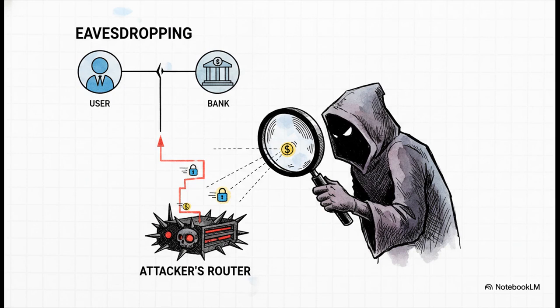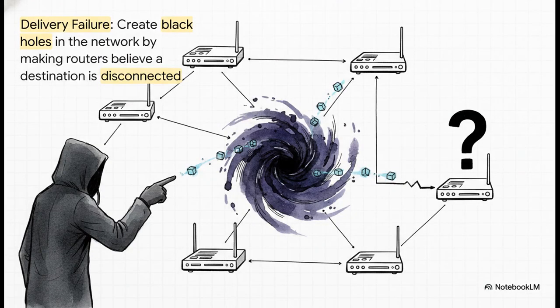Second, and this is the really scary one, eavesdropping. They can reroute traffic that's supposed to be going to your bank, for instance, and make it take a little detour right through a router that they control. Now they can intercept and read all of that sensitive data. Third, they can just cause chaos with delivery failures. An attacker can create digital black holes in the network, basically convincing routers that certain destinations are totally disconnected. Any traffic sent that way just disappears.